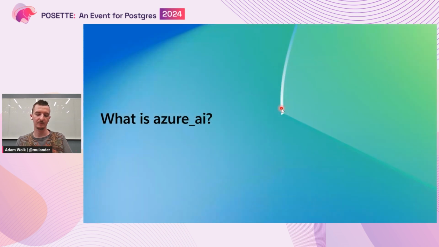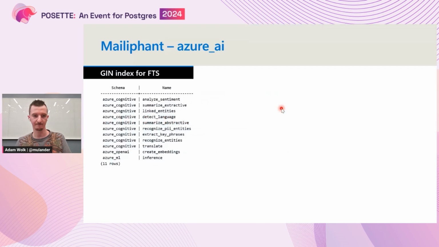So now that we know how to work with vectors in PostgreSQL, how do we get embeddings? If you are using Azure Database for PostgreSQL Flexible Server, you can actually use the Azure AI extension, which has multiple functionalities for cognitive services, for extractive summarization, language detection, key phrase extraction, translations, and you can also create embeddings.